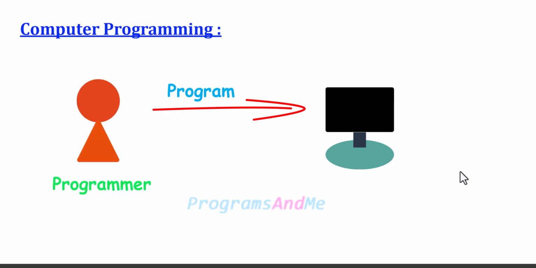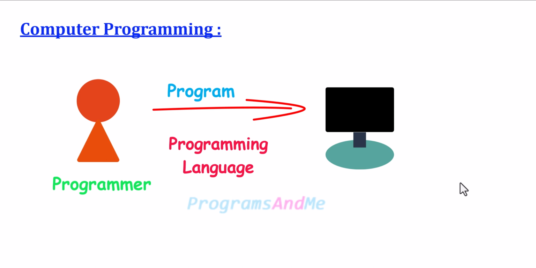And to give these instructions to the computer, we need a programming language. Like for us to communicate with others, we need language, right? In the same way, programmers also need a language to communicate with computers. And this language is called a programming language. A programming language is a way for programmers to communicate with computers. C, C++, Python, Java, JavaScript, these are some of the famous programming languages available now.